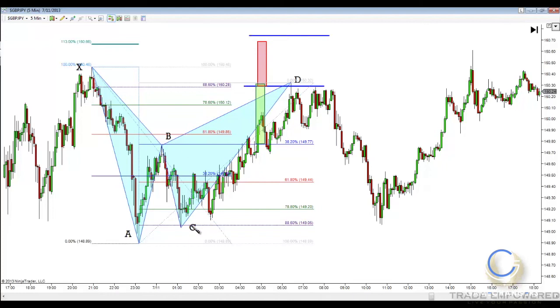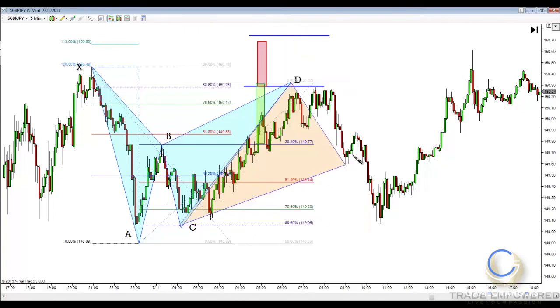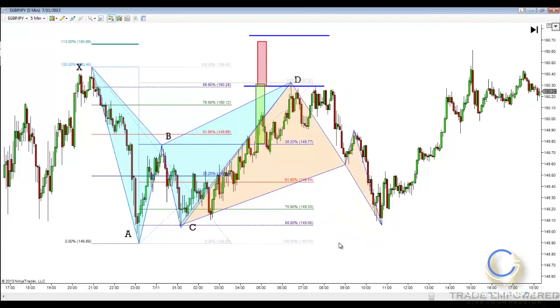For our second bat pattern here, we have our X to A, our A to B right here. And I'll go ahead and make this a different color. We have our short B to C, and we have our CD completion down here at the 886, which comes in at 49.05. So our entry is right at 49.05. You can see the market just kisses it. And let me do this. X to A, A to B, B to C, C to D.